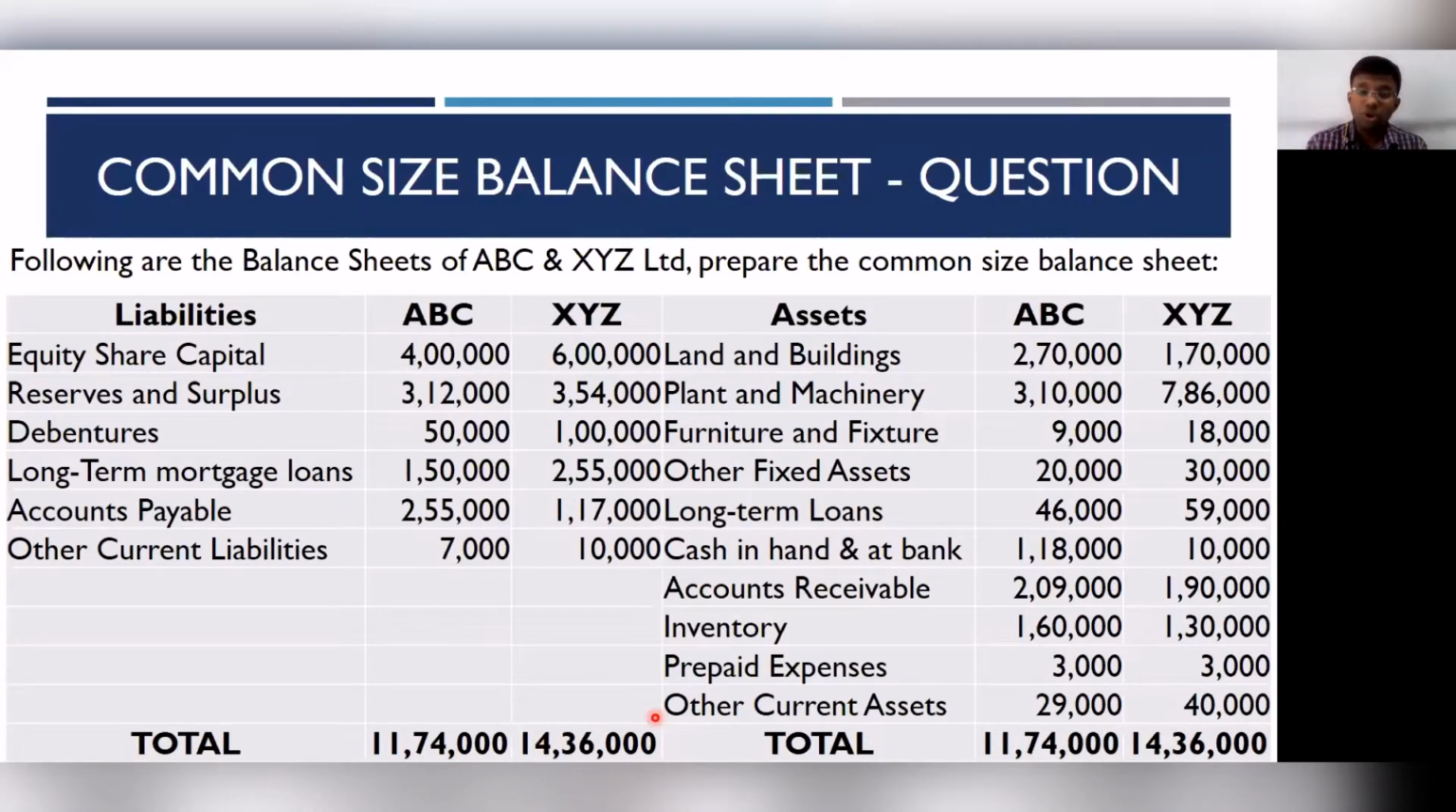So for us to sort out these kind of issues, the best approach would be to prepare the common size balance sheet. What we are performing over here is a cross-sectional analysis. We're trying to compare two different companies, and these two companies are of different scales. So let's go about with the preparation of the common size balance sheet for this particular.